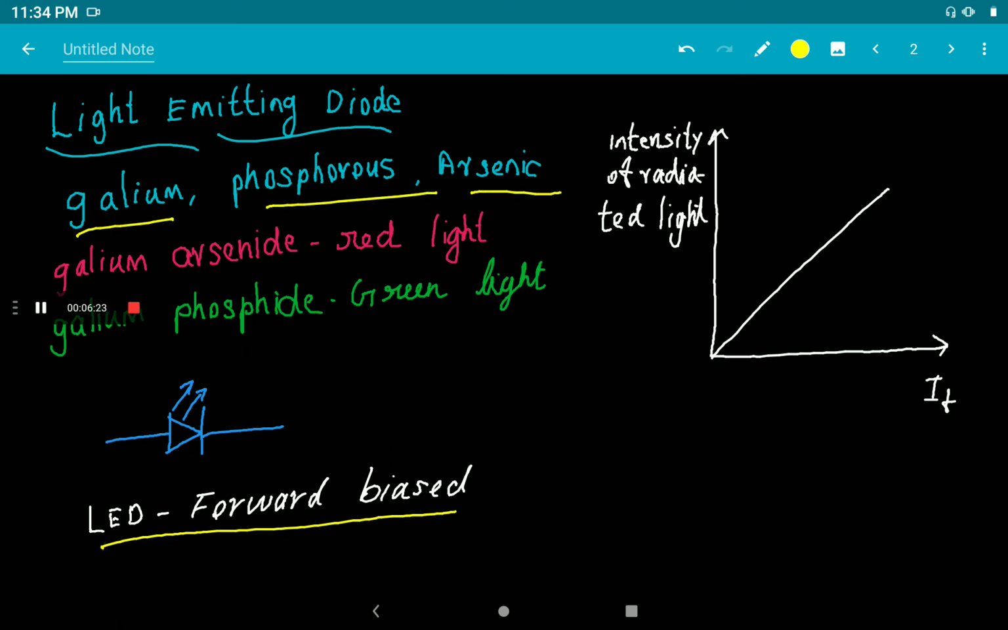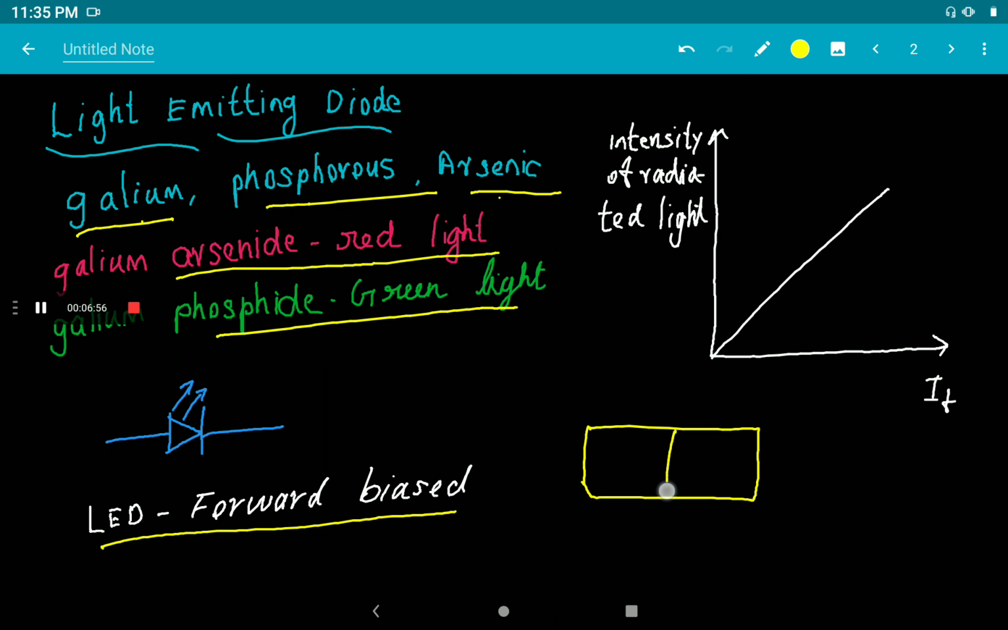Silicon or germanium diodes will not produce light, but the diodes constructed using gallium, phosphorus and arsenic will give visible light. Okay, for example, gallium arsenide will give red light and gallium phosphide will give green light. So when an LED is forward biased, the electrons from the N-type material cross the PN junction and recombine with the holes in the P-type material. Okay, so this is a PN junction.